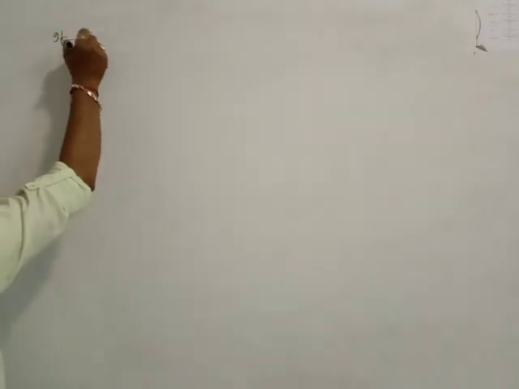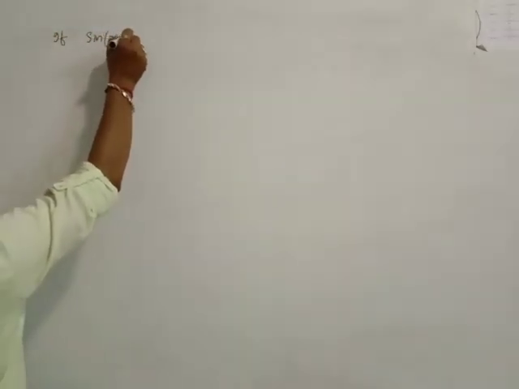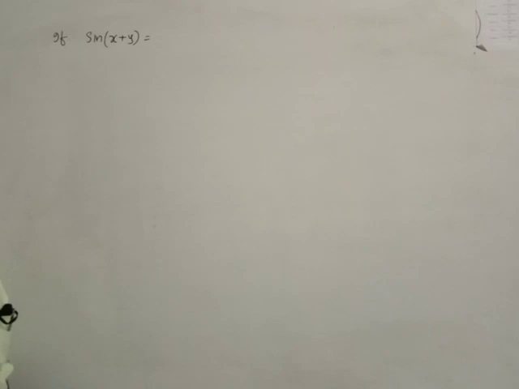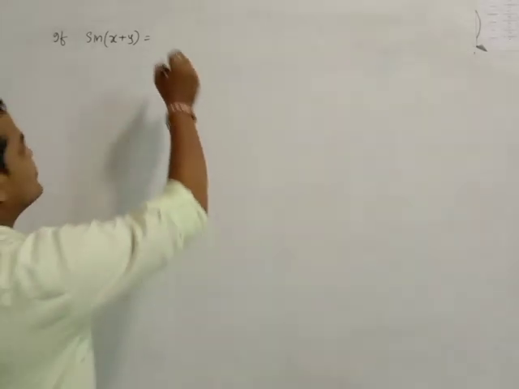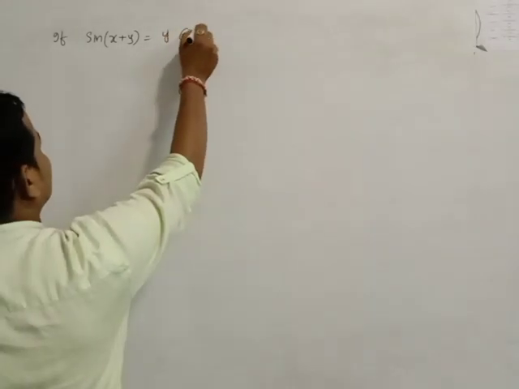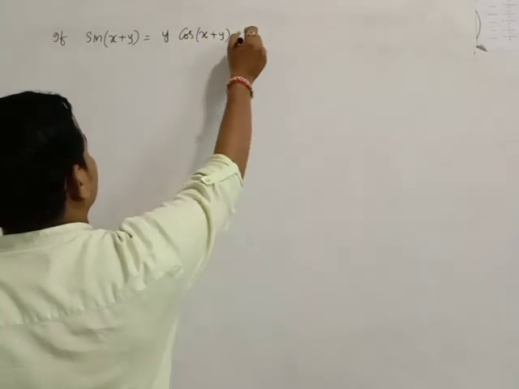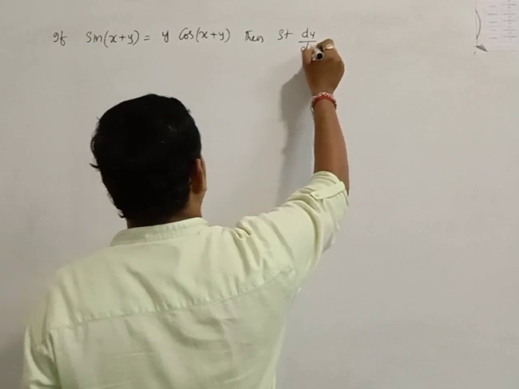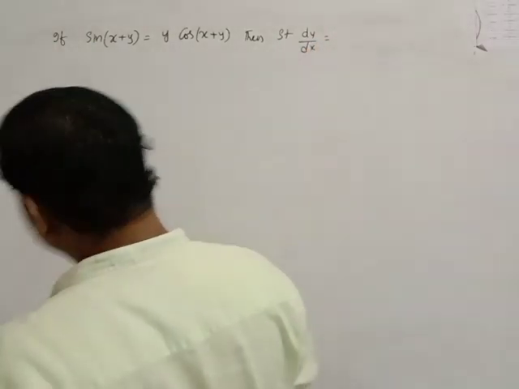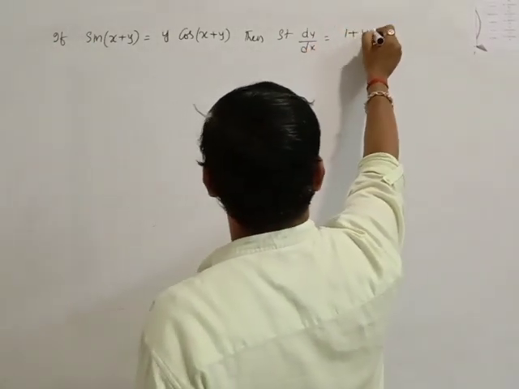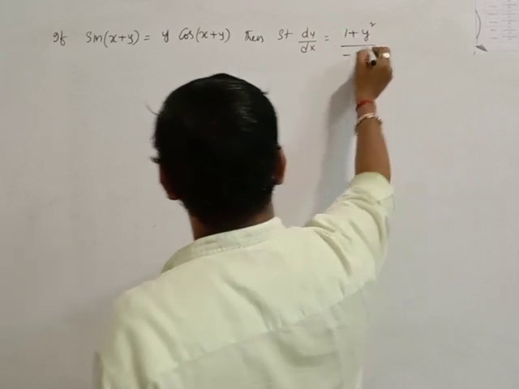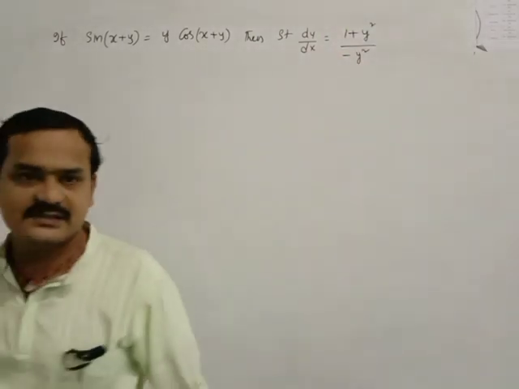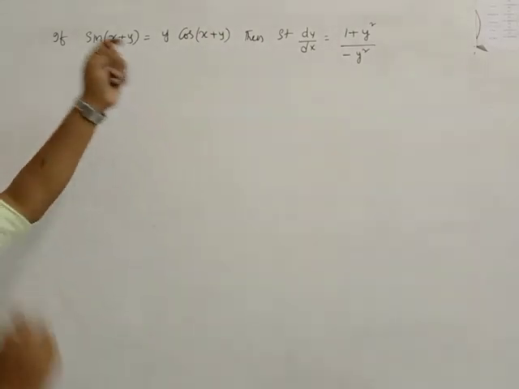Next, the question number 10. If sin of x plus y is equal to y into cos of x plus y, then dy by dx is equal to 1 plus y square by minus y square. That's how the dy by dx is equal to 1 plus y square by minus y square.